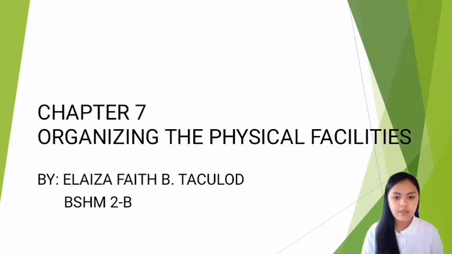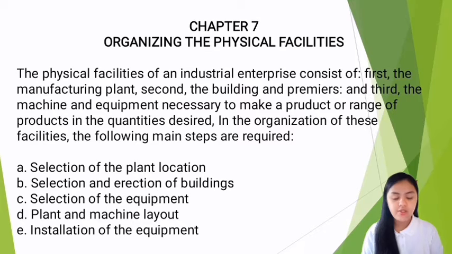I'm Elaiza Taculod, and right now I'm going to report Chapter 7, Organizing the Physical Facilities. The physical facilities of an industrial enterprise consist of first, the manufacturing plant; second, the building and premises; and third, the machine and equipment necessary to make a product or range of products in the quantities desired.